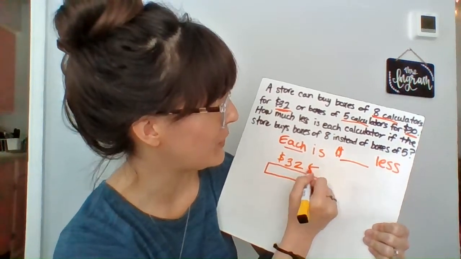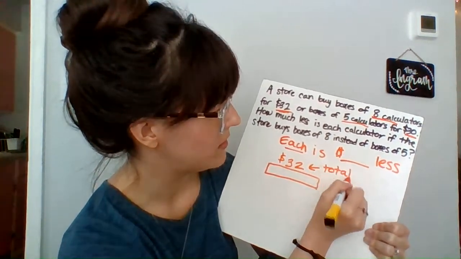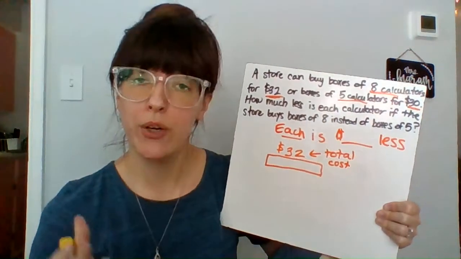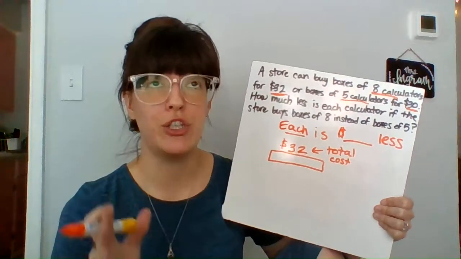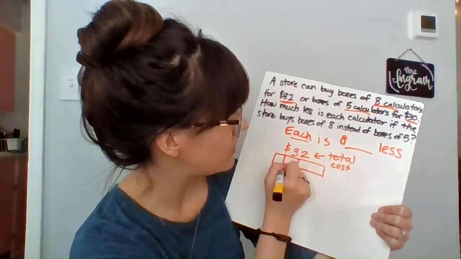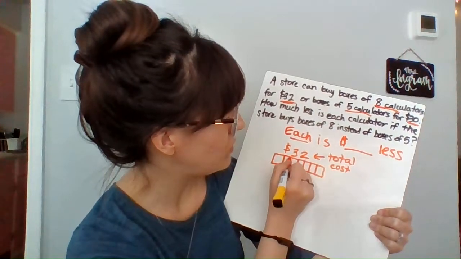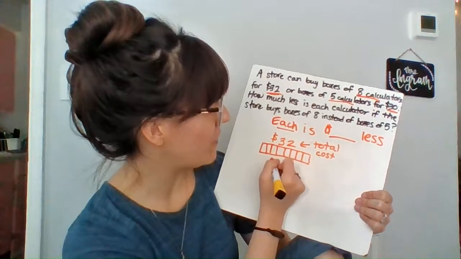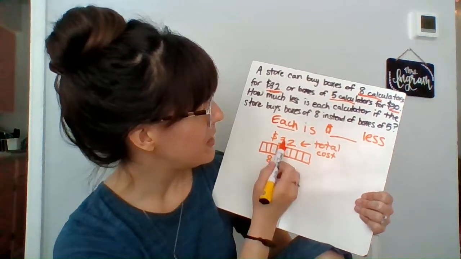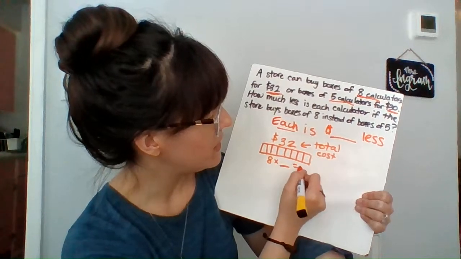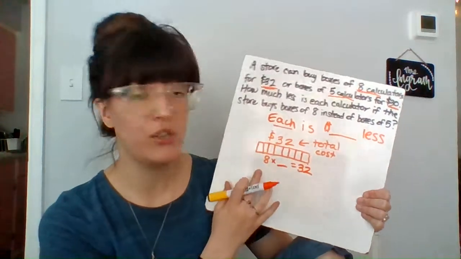That is my total cost. And there are 8 calculators, so I know I'm going to be breaking it up into 8 boxes because each box has 8 calculators. There are my 8 boxes. All right, so I know there are 8 boxes and my total is 32. So 8 times something is going to equal 32.